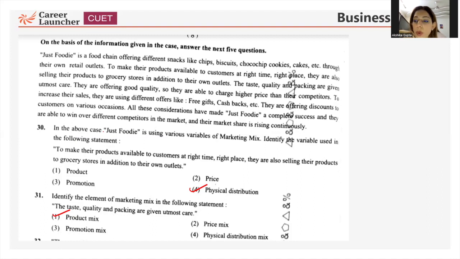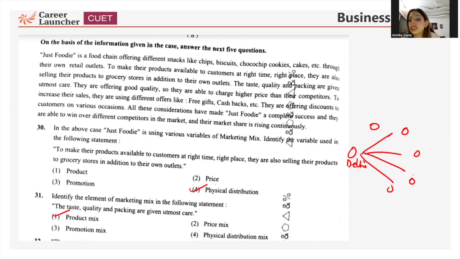To make their product available to the customers at the right time, right place, they're also selling their products to the grocery store in addition to their own outlets. That means when I am manufacturing somewhere in Delhi and I have potential customers all over India, my product can reach these potential customers by way of transportation, that is physical distribution.